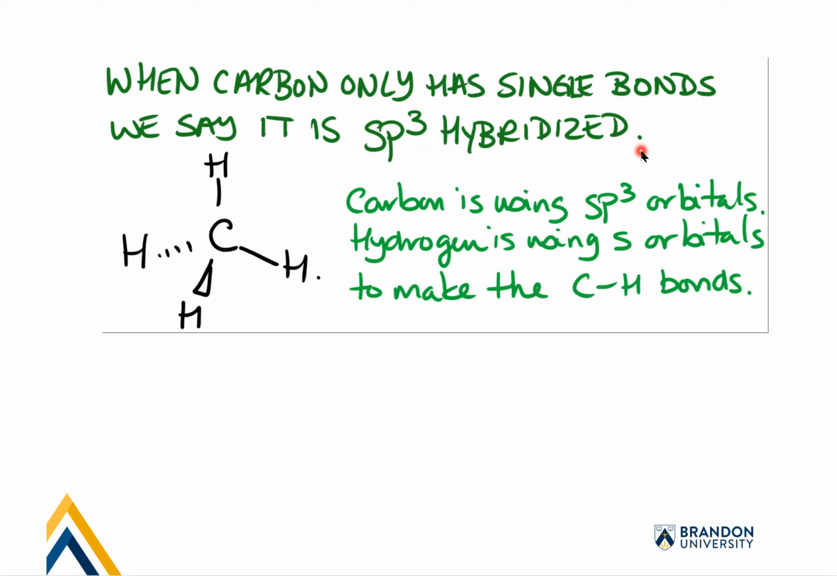And this is going to correlate to a tetrahedral structure because you've got these 4 sets of electrons and they want to be as far away from each other as possible, which would be a tetrahedral structure. Does that make sense?